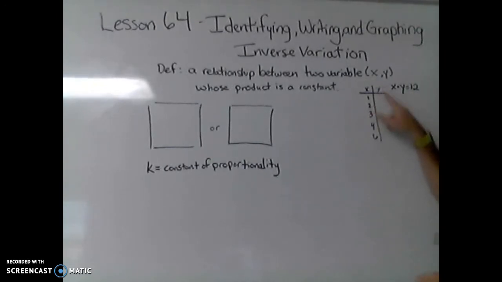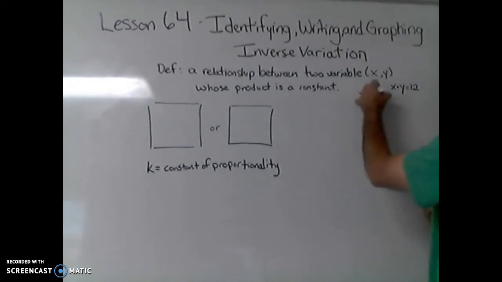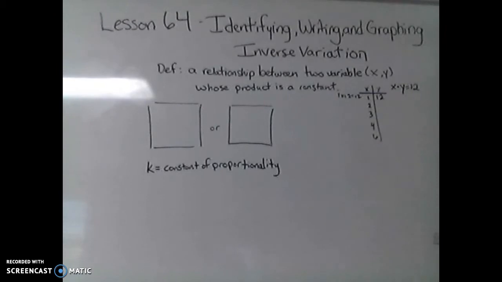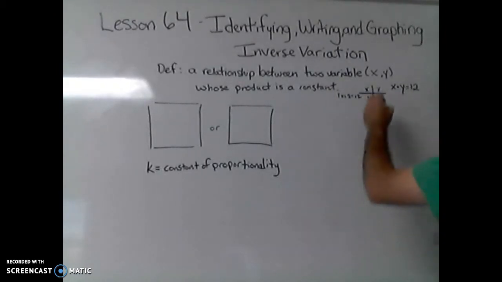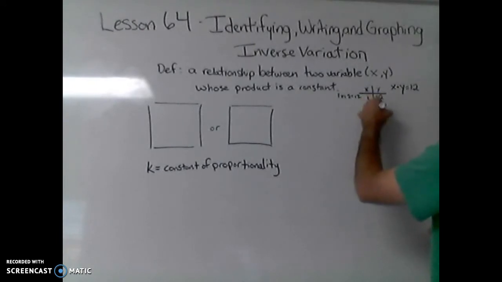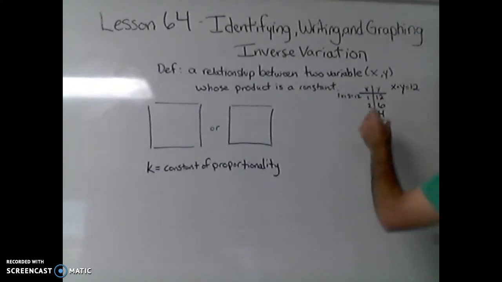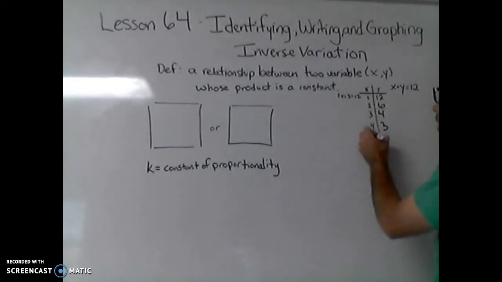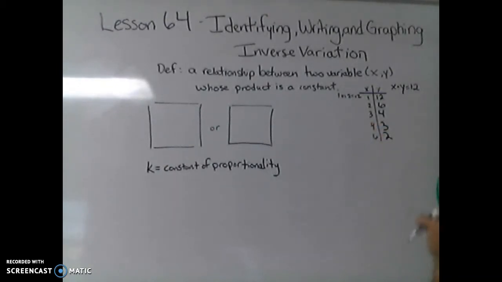And so let's do a little game with that. We'll say, if x times y is 12, and x is 1, y must be 12, because 1 times 12 equals 12. If x is 2, y must be 6, because 2 times 6 equals 12. If 3 is x, y must be 4, because 3 times 4 is 12. If x is 4, y must be 3. 4 times 3 equals 12. And if x is 6, then y must be 2, because 6 times 2 equals 12.